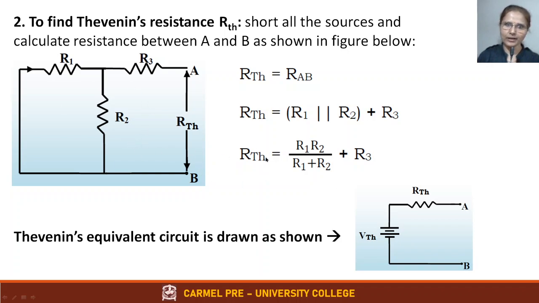So you found RThevenin, you found VThevenin. Draw the equivalent circuit like this, VThevenin, RThevenin, and replace output terminals as they are. Because load resistance is not given, it's open circuit, so leave it as it is. So this is how we get the Thevenin equivalent circuit. We will take an example with values now.